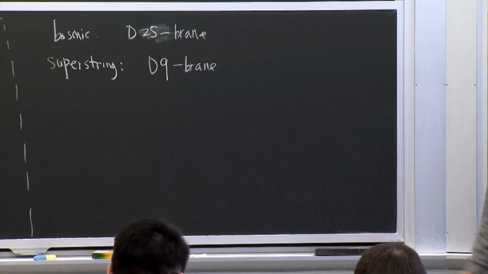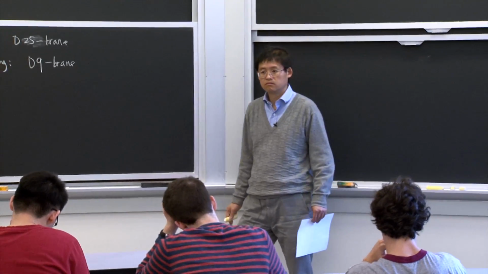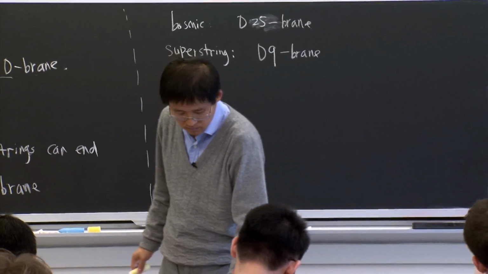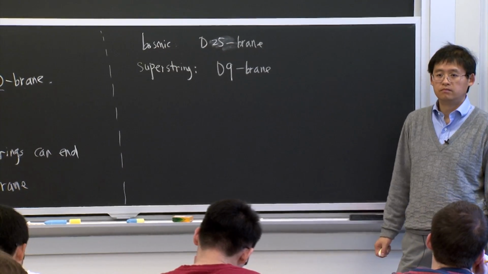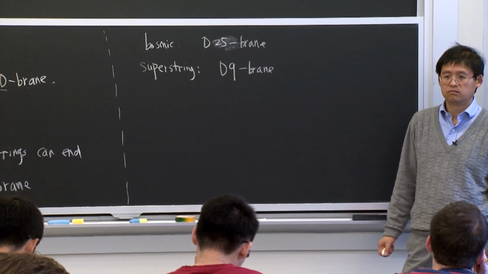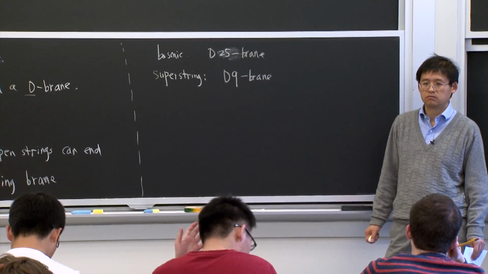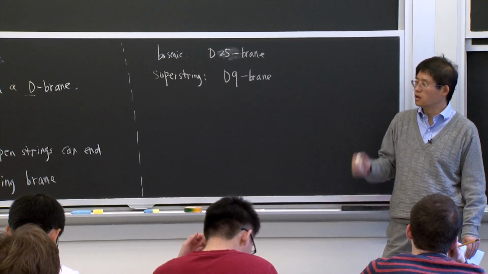Any questions about this? Yes? These boundary conditions, they're imposed at the quantum level, right? It's not just that the classical solution has to have its endpoints on this D-brane, but it's the fluctuations around the classical solution that we consider. Yeah, we will talk about that.